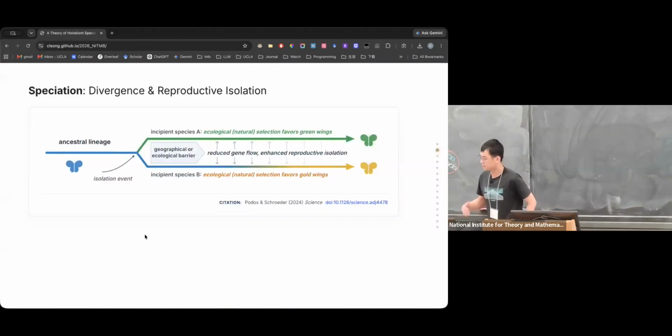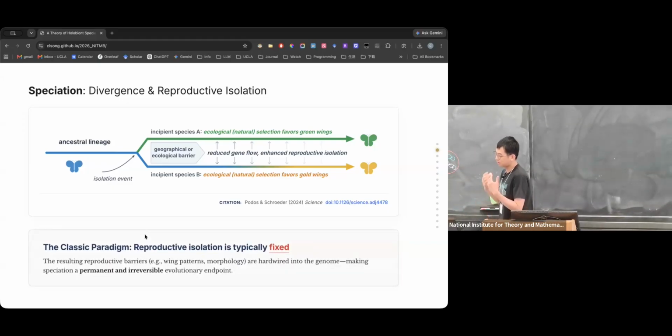Here is a classical view of speciation. We have an ancestral lineage, and there's some isolation event happening, for example, a change in a mountain range, and we have two lineages. Because of different natural pressures, one might evolve a green wing, another a gold wing. So gene flow reduces over time, and reproductive isolation is enhanced.